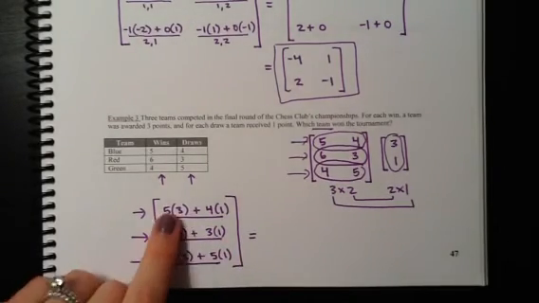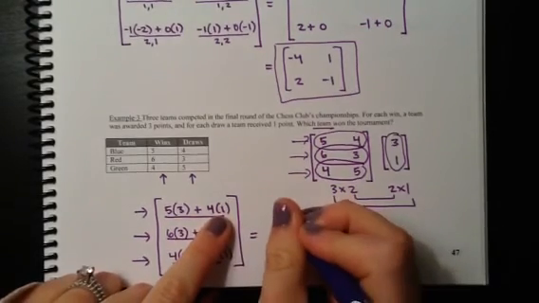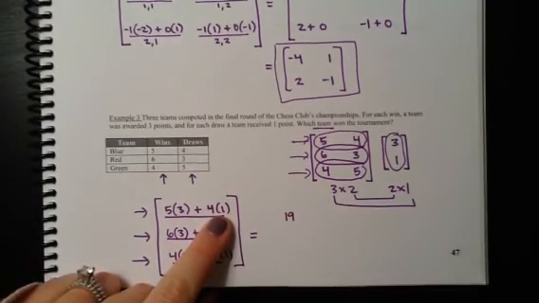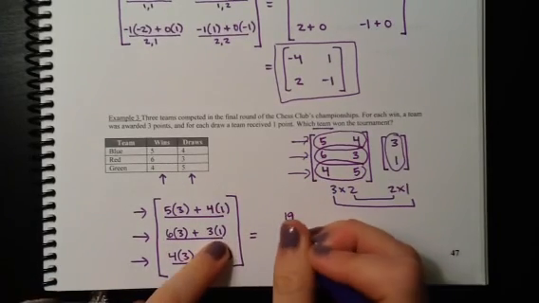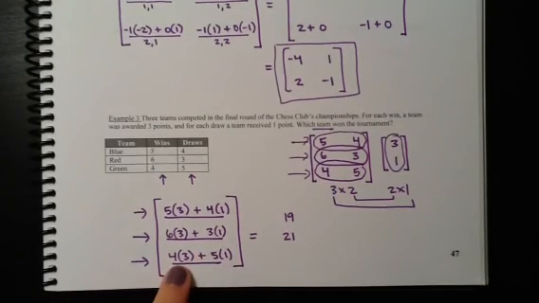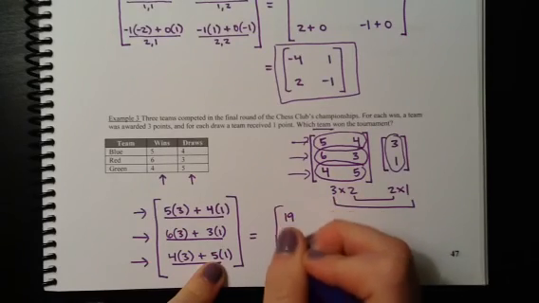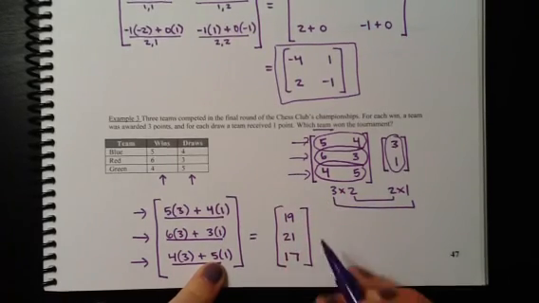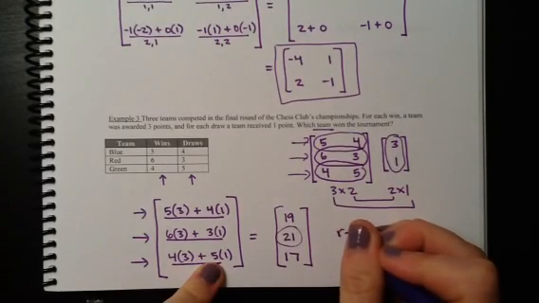Okay, so let's simplify this up. Blue team got 15 points for wins, 4 points for draws, that's 19 total points. Red team got 18 points for wins, 3 points for draws, that's 21 total points. And the green team got 12 points for wins, 5 points for draws, that's 17 total points. So we end up with our high score here is 21. So which team won the tournament? That would be the red team.